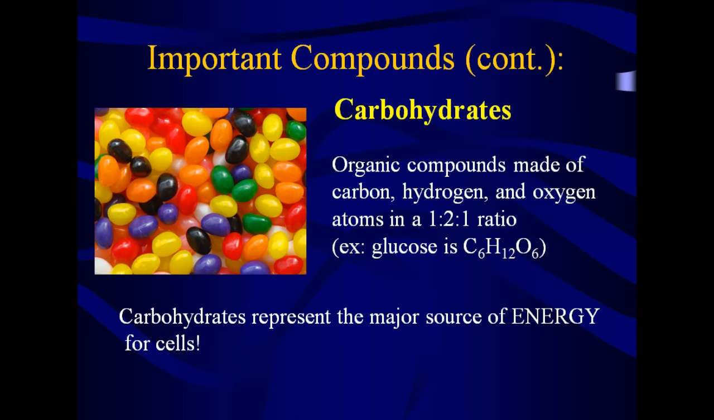Carbohydrates is another important compound. These are compounds that are made of carbon, hydrogen, and oxygen atoms that are generally in a 1 to 2 to 1 ratio. So if you look at the chemical formula here for glucose, it is C6H12O6. Notice there's 2 times as many hydrogens as there are carbon atoms and oxygen atoms. So that's that 1 to 2 to 1 ratio.